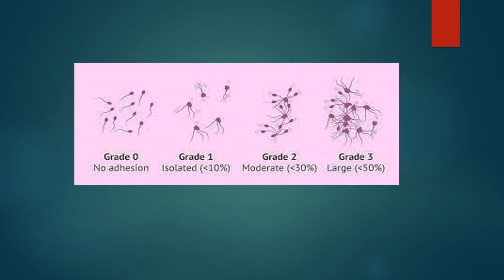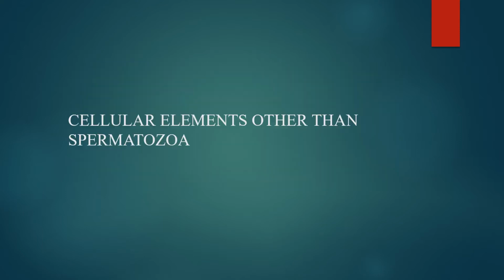Grade 0 is this: there are no sperms stuck together. They all are separated. In grade 1, this is the head-to-head agglutination. All the heads are stuck together with each other. In grade 2, it is the tail-to-tail agglutination, and grade 3 is the mixed type of agglutination.